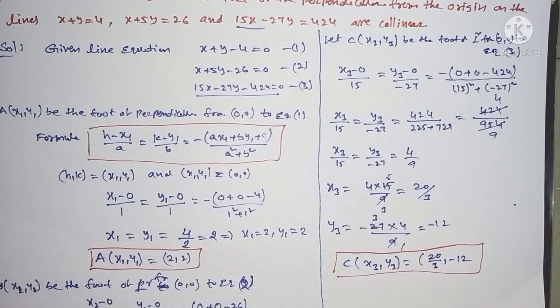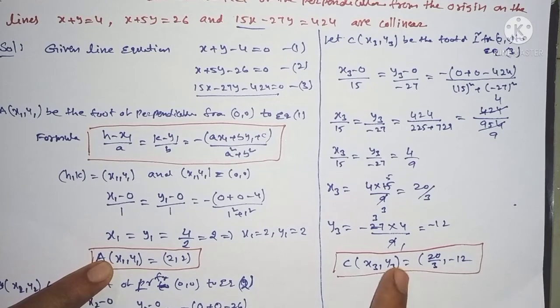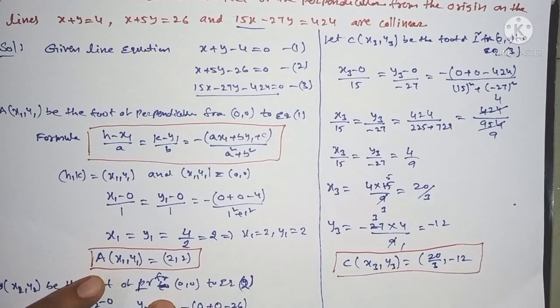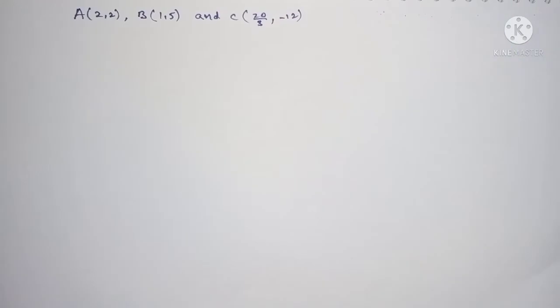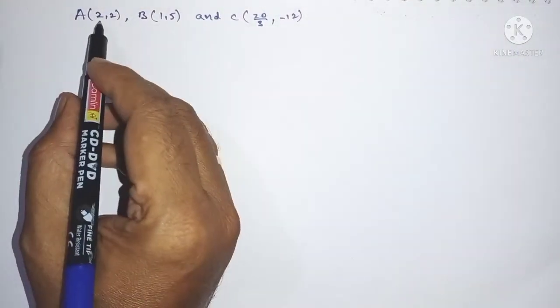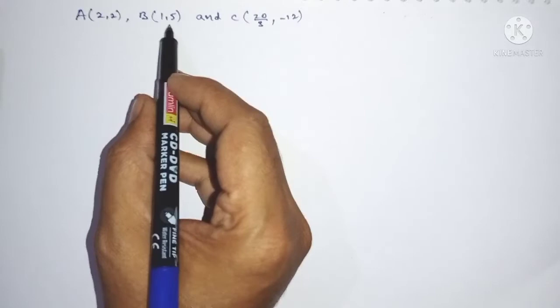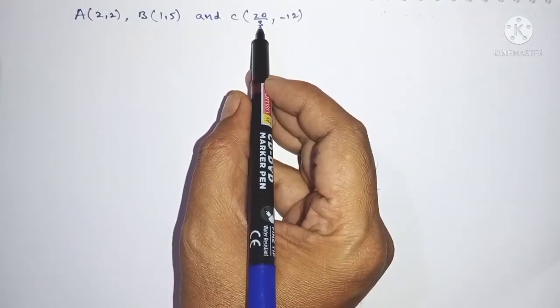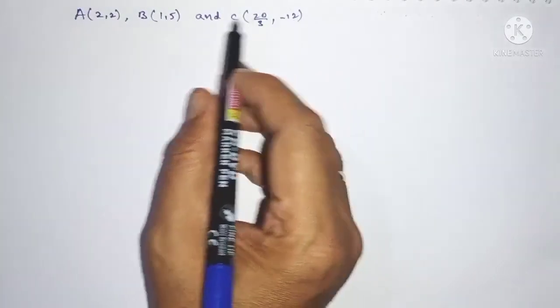You can take any two. I am taking the line equation through A comma B, you can find it here and substitute the third value. If the third one is satisfying, then they are collinear. You know about the formula, previously you did that method only. I will explain. I am writing here points A of 2 comma 2, B of 1 comma 5 and C of 20 by 3 comma minus 12. You got these 3 points.